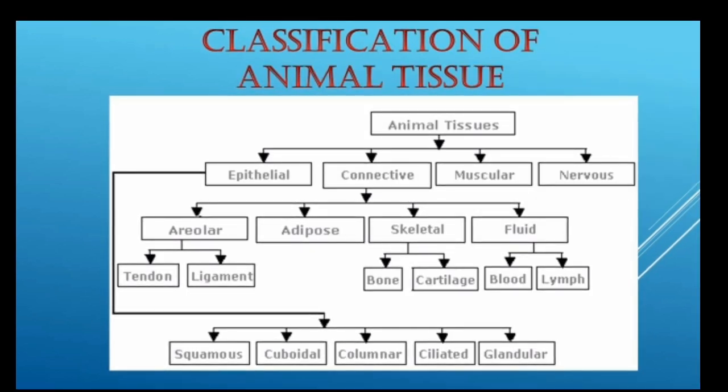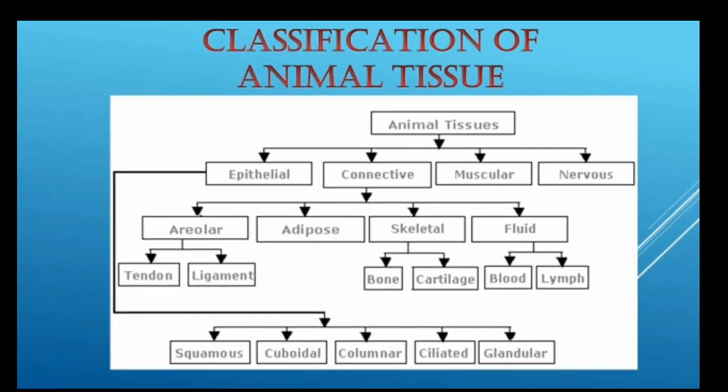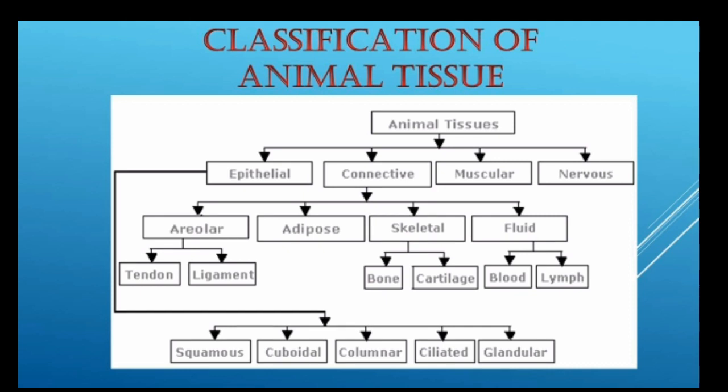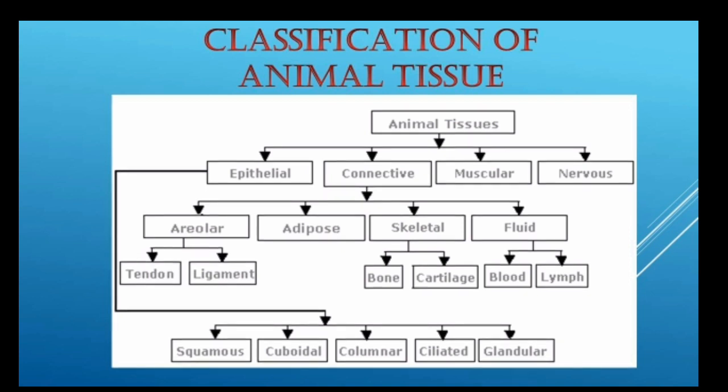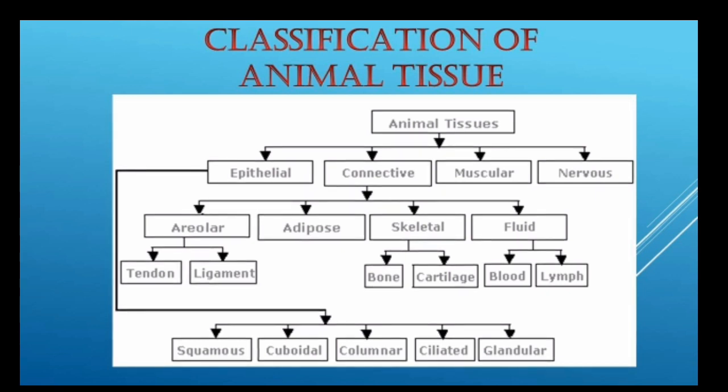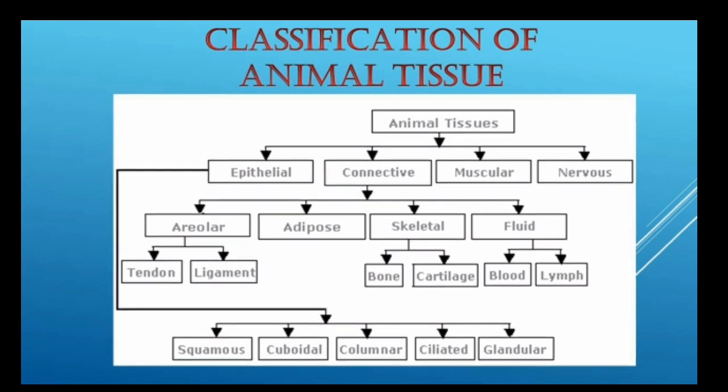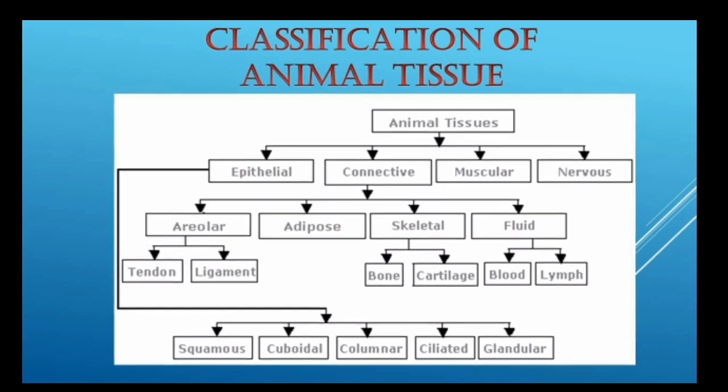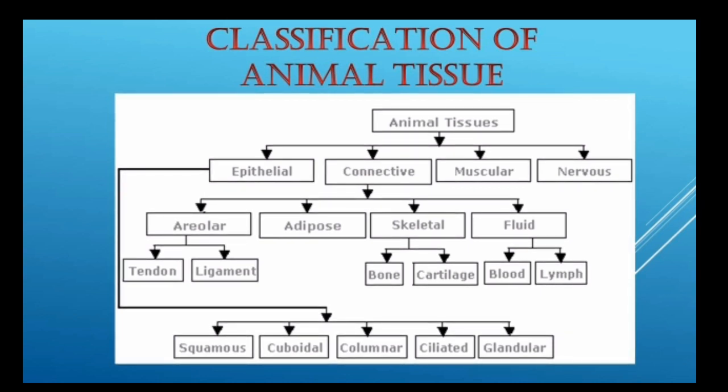Now, after this classification of plant tissue, let us look into the classification of animal tissue. So animal tissue is divided into four types first of all, that is epithelial tissue, connective tissue, muscular tissue and nervous tissue. This epithelial tissue is again divided into five types, that is squamous epithelium, cuboidal epithelium, columnar epithelium, ciliated epithelium and glandular epithelium. Again, this connective tissue is divided into four types, that is areolar tissue, adipose tissue, skeletal tissue and fluid.